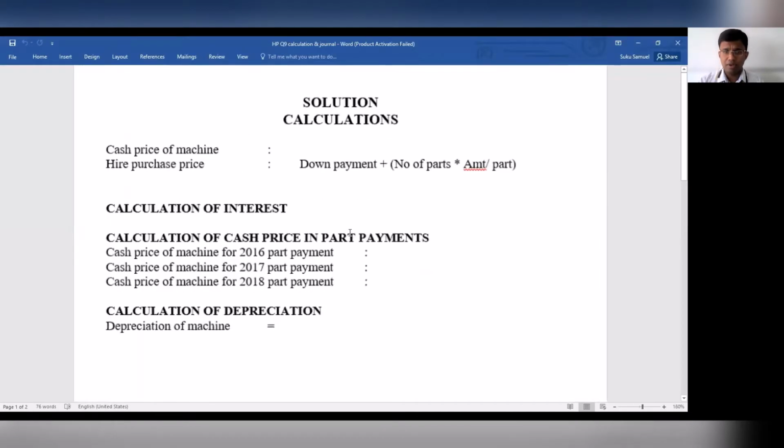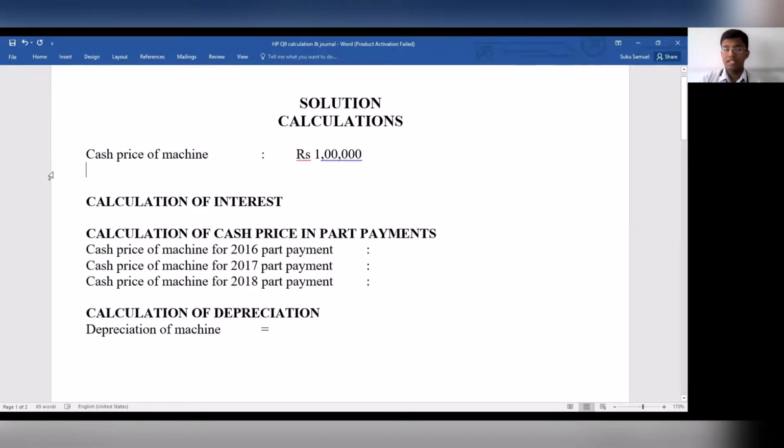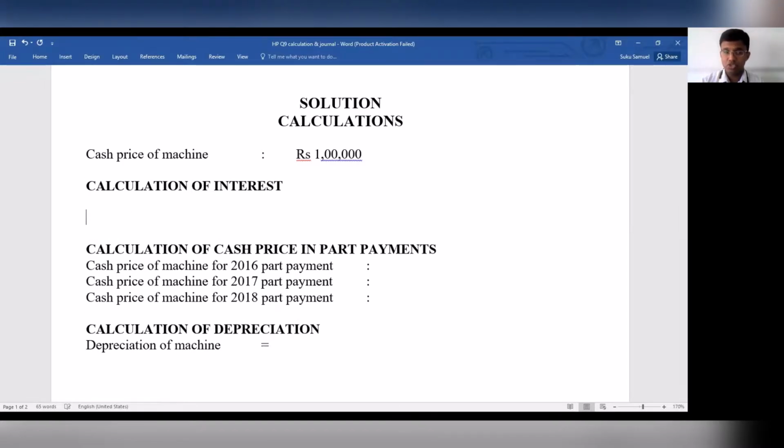From the given details, we know that the cash price of the machine is rupees 1 lakh. Here we are not in a position to calculate the hire purchase price, because the part payment amounts mentioned are exclusive of the interest. So let's start off with the cash price of the machine that is given to us in the question, which is 1 lakh.